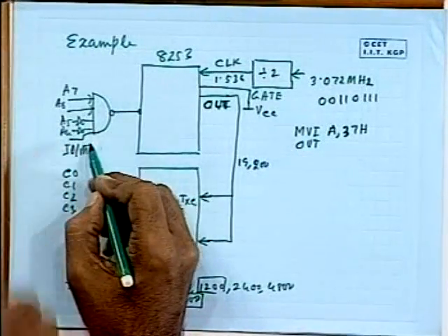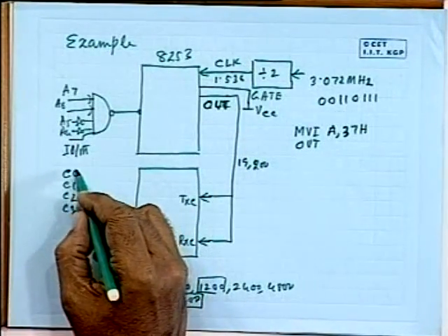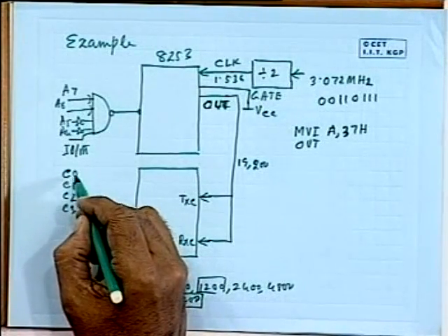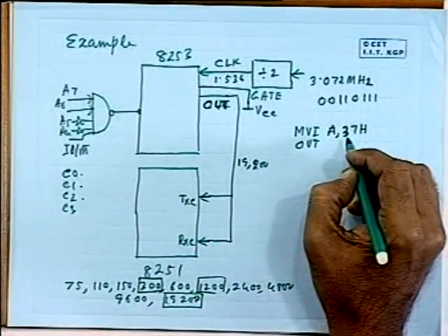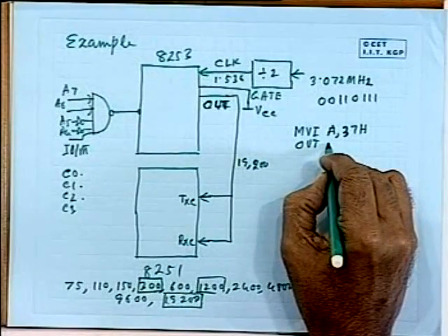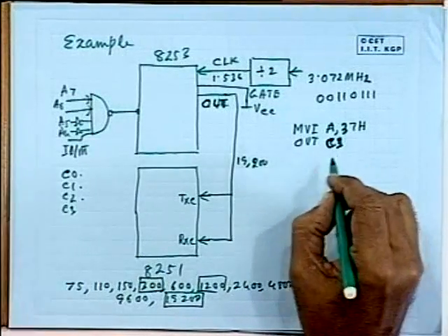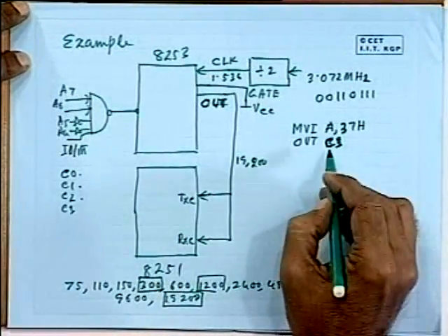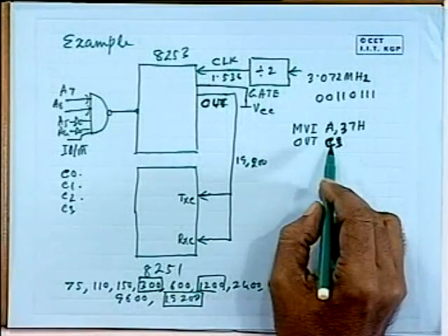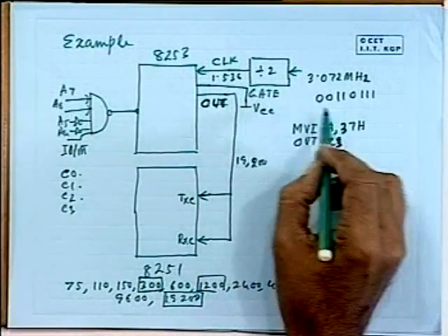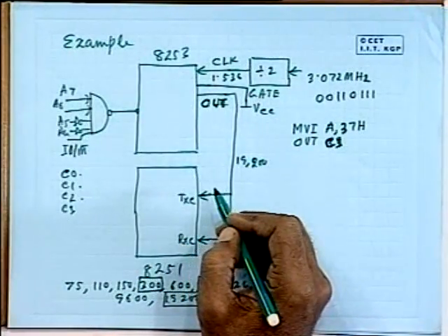What is the address of the control register? As you have found out, there are 4 registers: this is for counter register 0, counter register 1, counter register 2, and this is for the control register. So the address will be out 3C. Sorry, C3. So C3 will be the address of the control register, and it is configured in mode 3, and it continues to generate the clock, provided we initialize the control register.